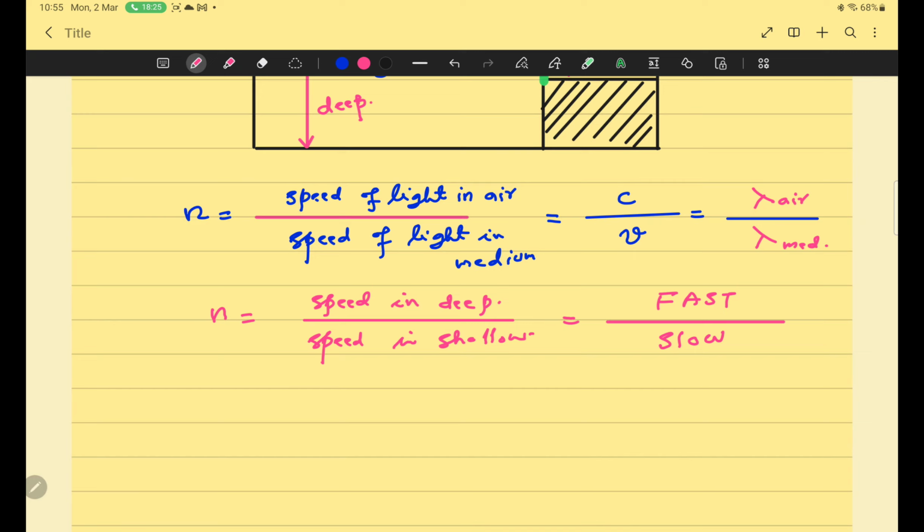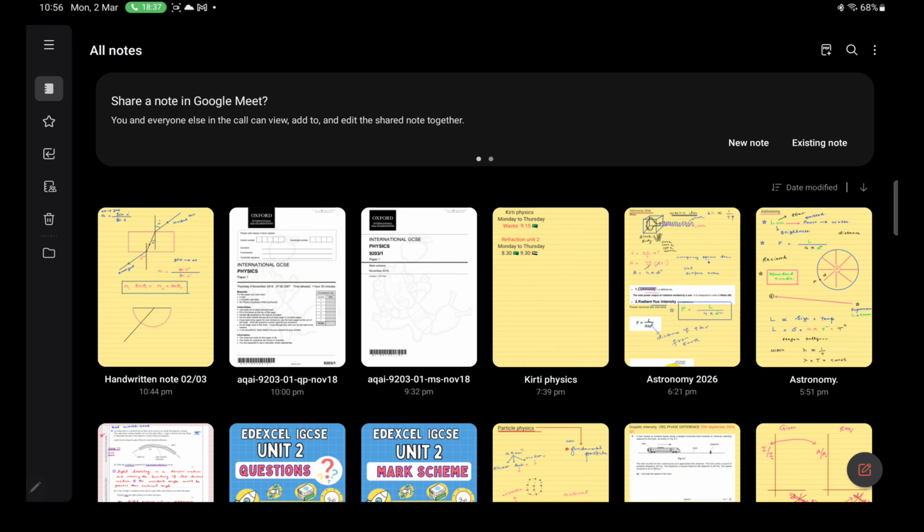So the formula sheet is completed, and I think now we can start past paper questions. Today we are solving only mathematical questions.